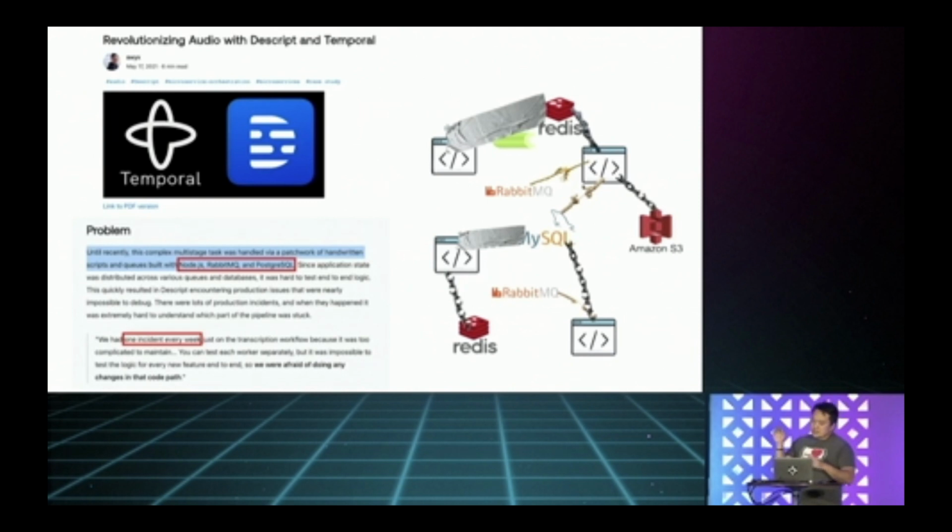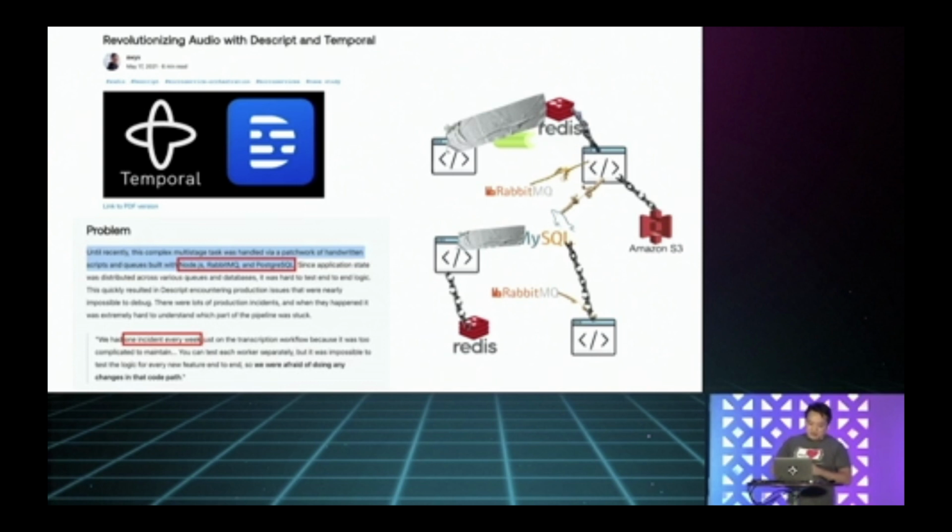Even a small organization, this is a case study I did with Descript. Descript lets you edit audio like you do Google Docs, and it basically synthesizes audio or deletes audio based on your editing of the transcript. They stitched together their pipeline with Node.js, RabbitMQ, Postgres, and basically it kind of looks like this. It's like a patchwork of stuff.